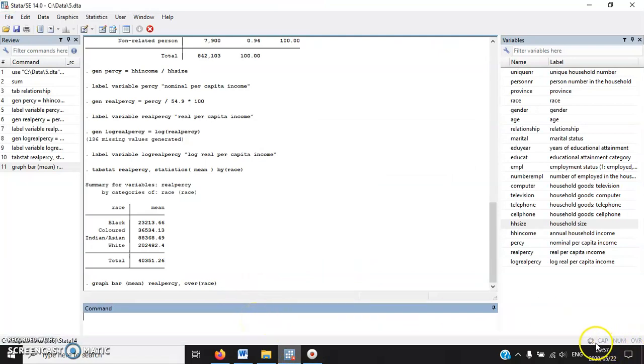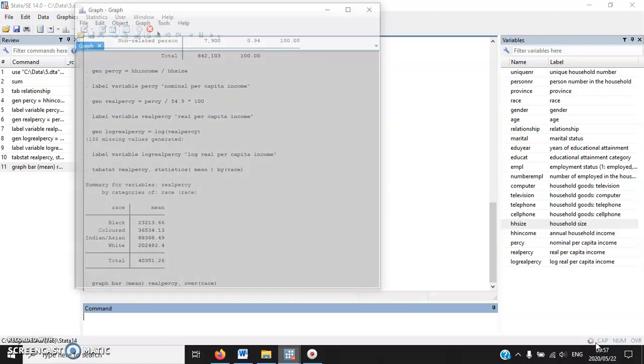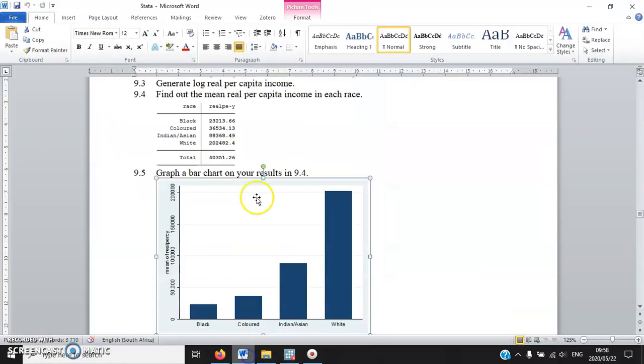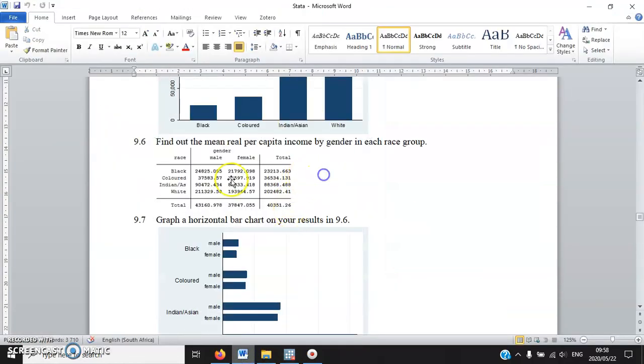It will take some time because the sample size is big. Remember, it's more than 800,000. Okay. Happy with that? Next one. Okay, the two-way crosstab descriptive statistics.